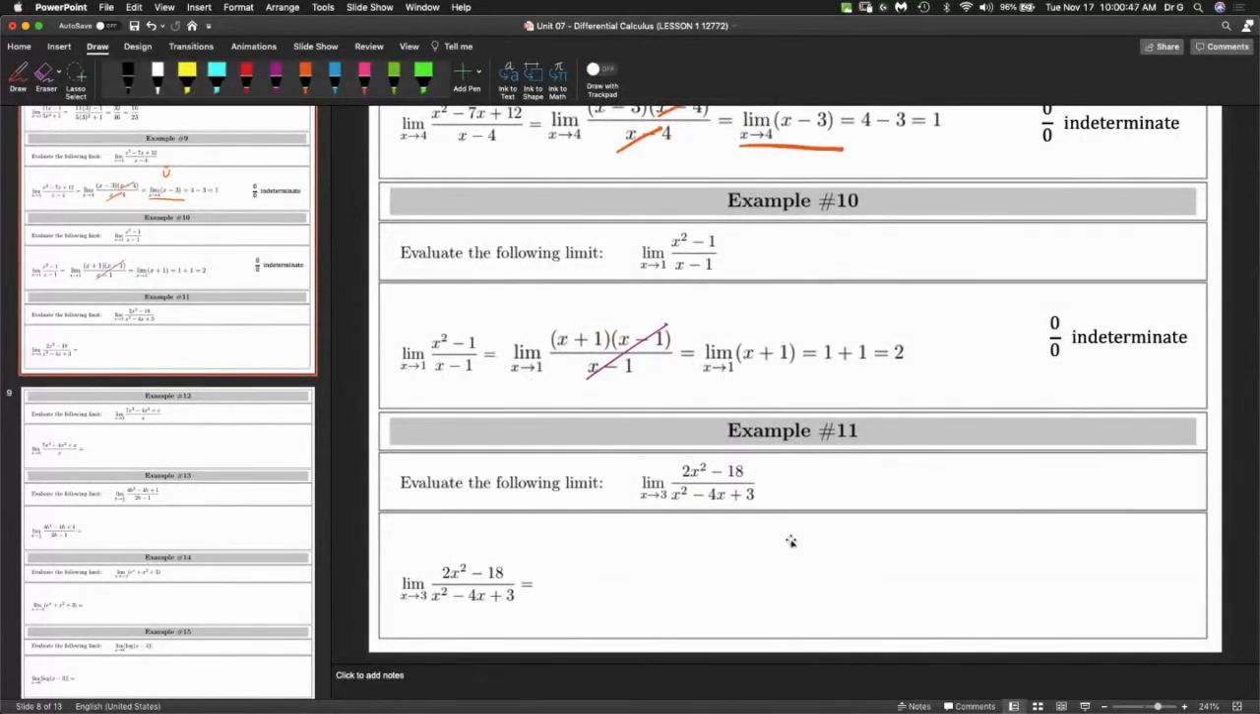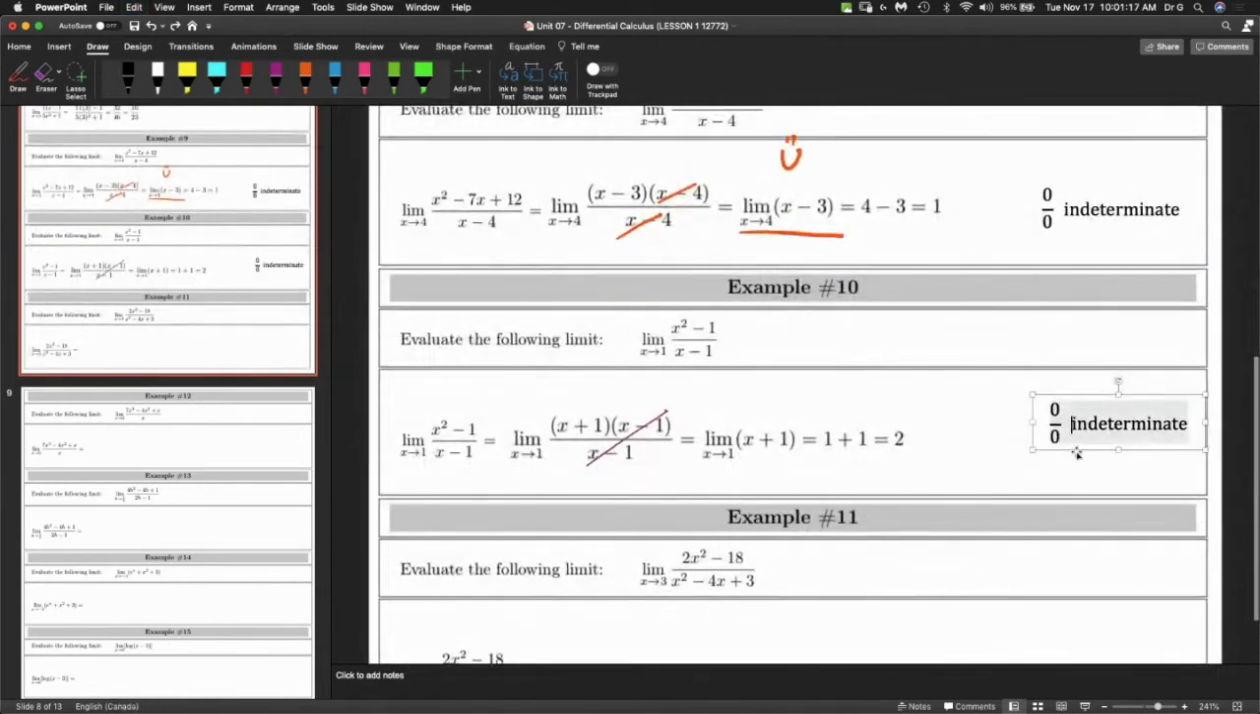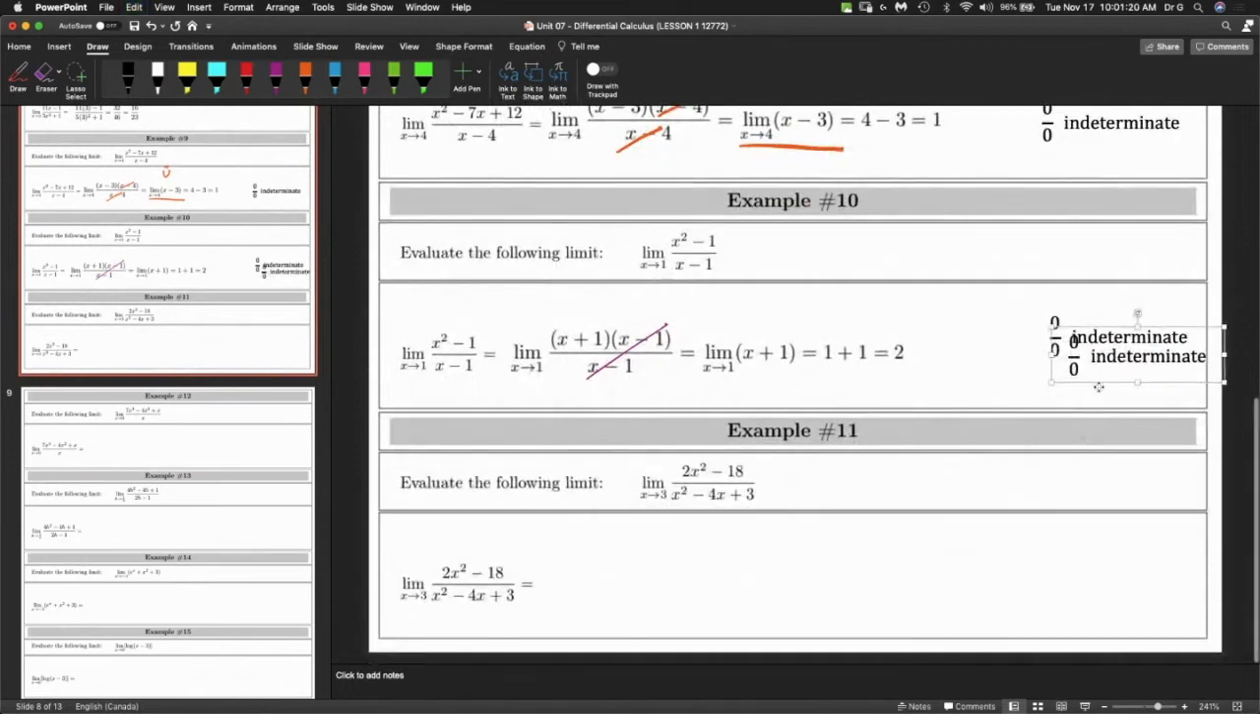So here's example 11. So when you try to plug in 3 here, what happens? If you plug in 3 on the top, let's do that just mental math. So we have 2, 3 squared is 9. So you get 2 times 9 is 18. So you get 18 minus 18 is 0. So the top is 0. And if you plug in 3 on the bottom, you're going to get 9 minus 12 plus 3, which is 0. So again, you have this indeterminate form. So that means that you need to use some algebra to fix it. So this one here is a few factoring steps, unfortunately.